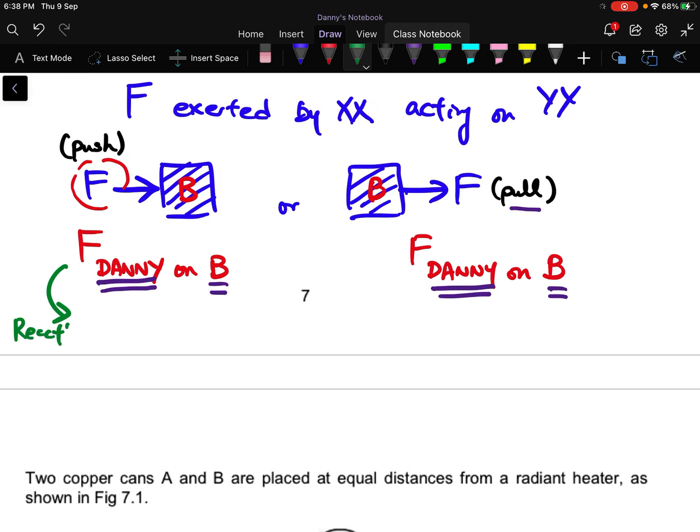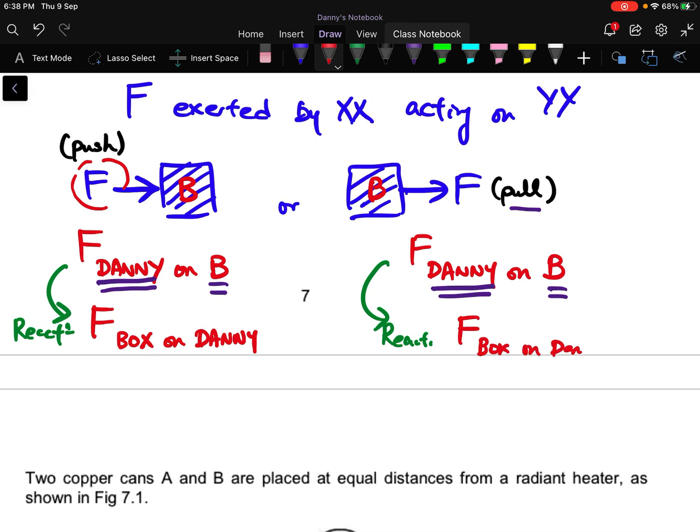So if now I want to write, okay, tell me the reaction force of this guy. Well, it is very straightforward. I just need to change several things. The reaction force must be the force exerted by the box on Danny. This one also, the force by the box on Danny. So in short form, how do I write this? This is FDB. This is FBD.